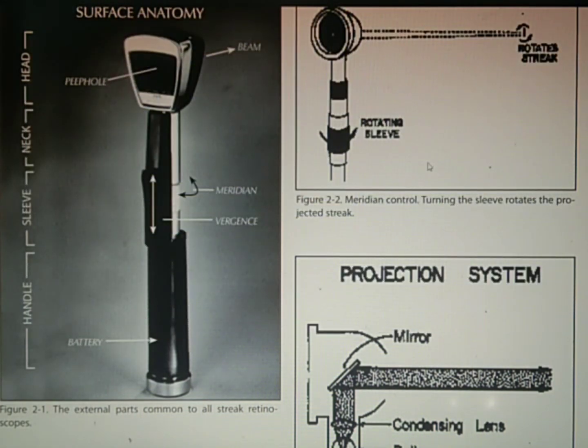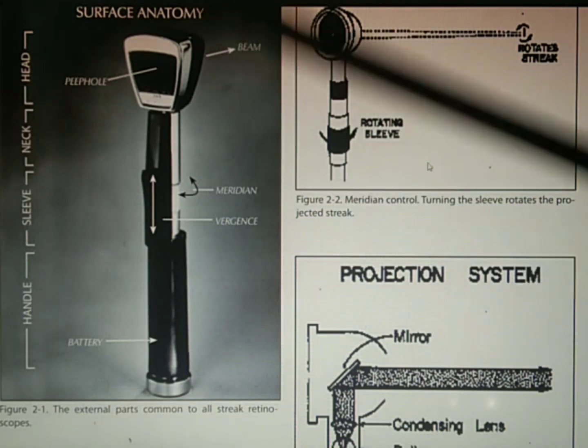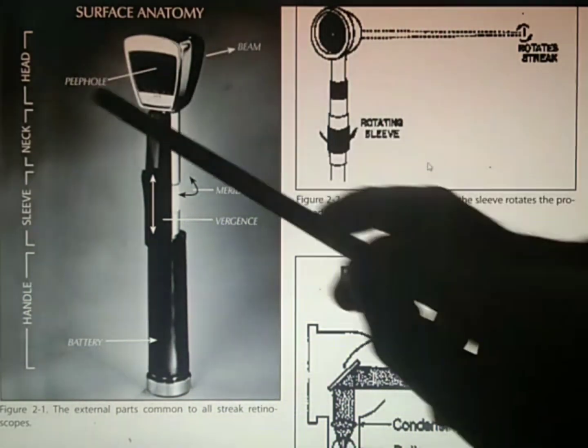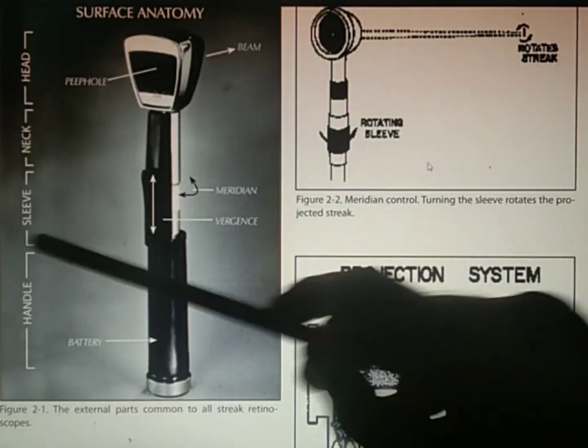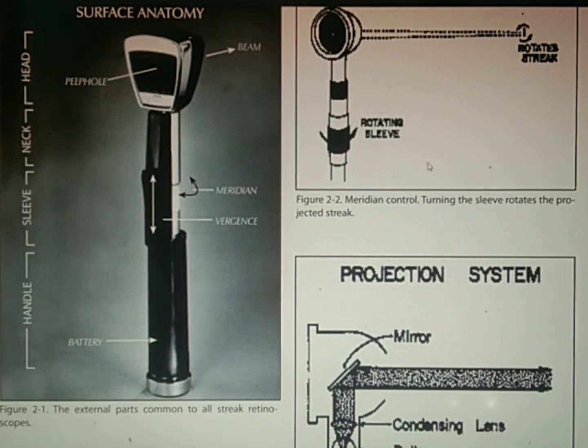So, let's start with basic parts of the retinoscopy. Retinoscopy has a retinoscopy head, the neck, sleeve, and handle. To understand how retinoscopy works, we are dividing the retinoscopy into two systems. One is the projection system, another is the observation system. So let's start with the projection system.